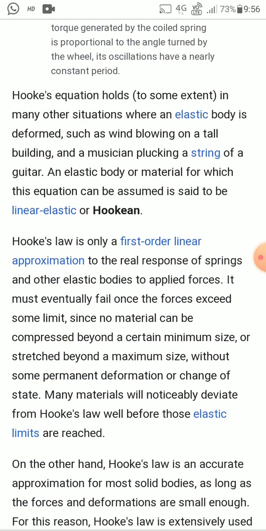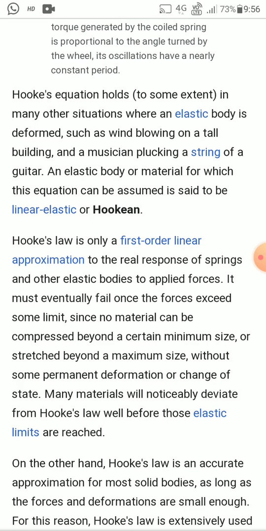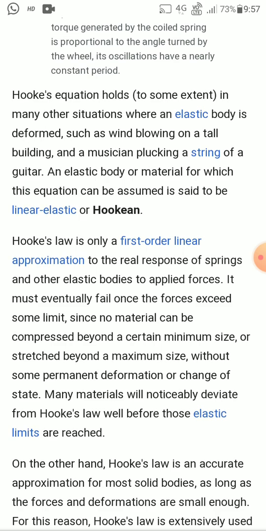Hooke's equation holds in many other situations where an elastic body is deformed, such as wind blowing on a tall building, and a musician plucking a string of a guitar. An elastic body or material for which this equation can be assumed is said to be linear elastic or Hookean.